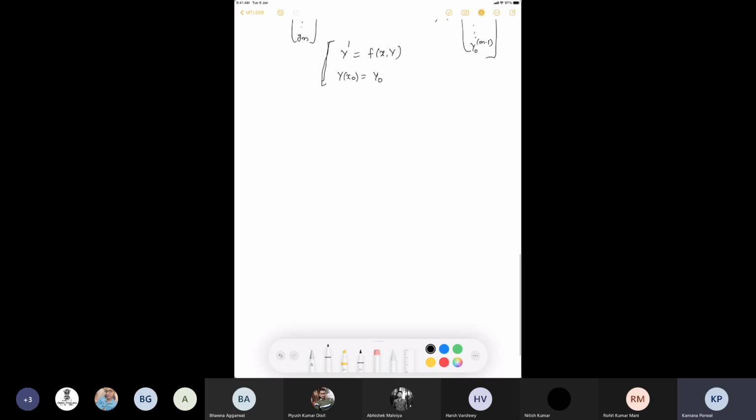Okay. So now what we are going to learn is that so far we have discussed only the initial conditions, right? The differential equation together with the initial condition. So basically the initial value problems. So now we are going to see the boundary value problems.